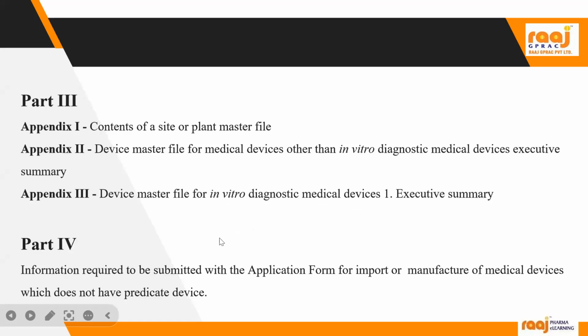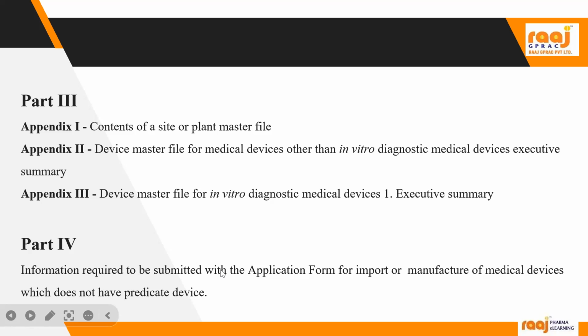Then it talks about Appendix 1, that is the content of site or plant master file, which we have discussed during the last session. Then Appendix 2 talks about device master file, other than IVDs. Then Appendix 3 talks about device master file for IVDs. This is for medical devices, this is for IVD. And Part 4 talks about information required to be submitted with the application form for import or manufacture of medical devices which do not have a predicate device. This also we have seen, right?